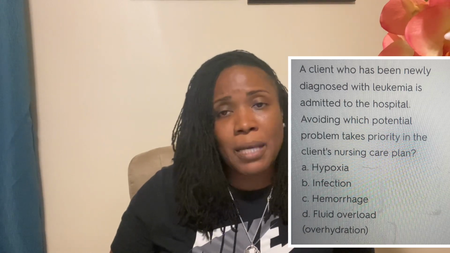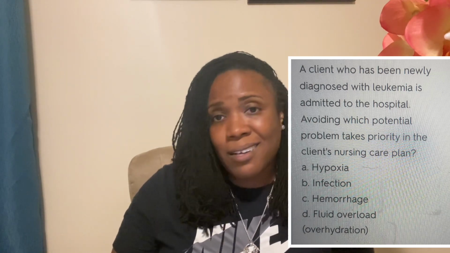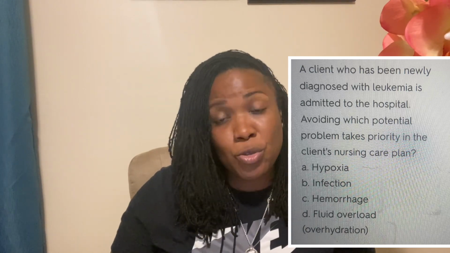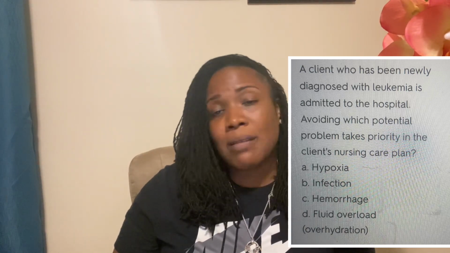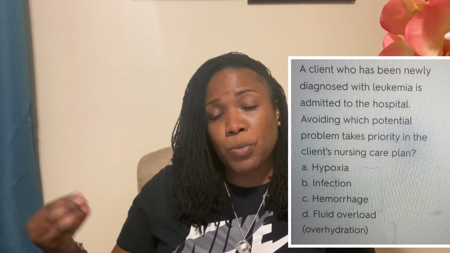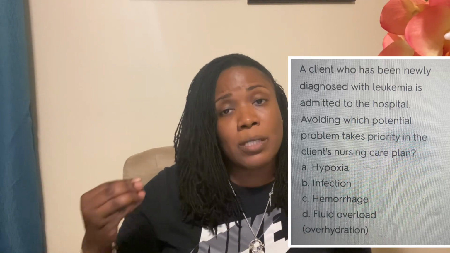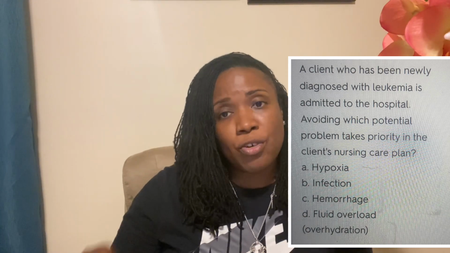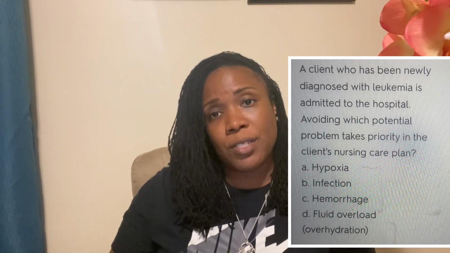It's not going to be hypoxia. Leukemia is not going to affect your breathing. Leukemia is not necessarily going to cause you to hemorrhage, and leukemia is not going to cause you to go into fluid overload. Leukemia is going to suppress your immune system, which is going to make your immune system less effective, which is going to increase your risk for infection.